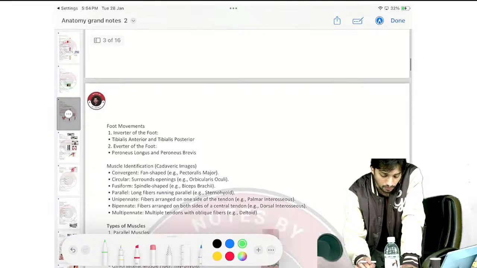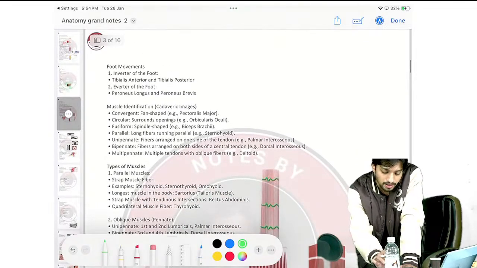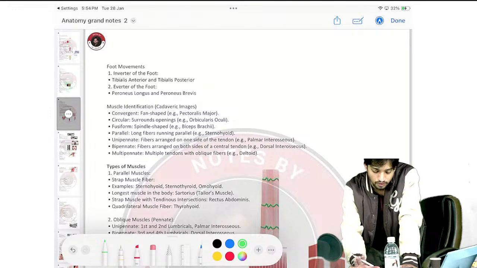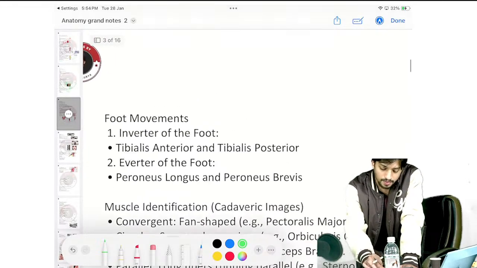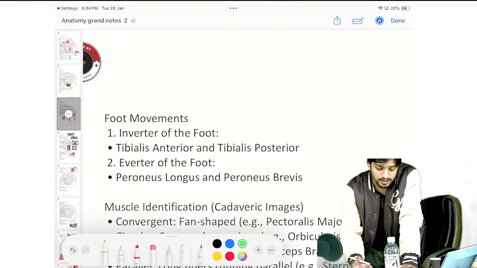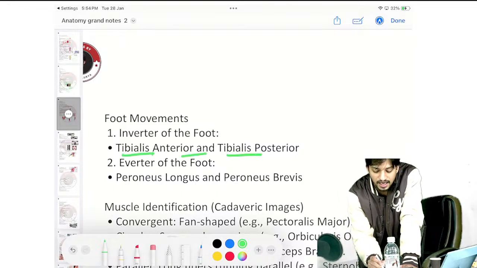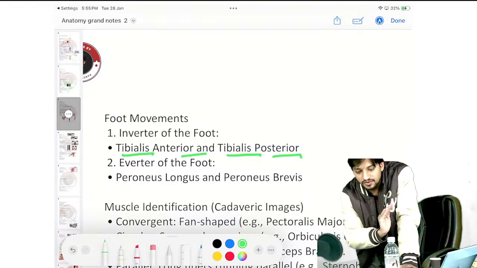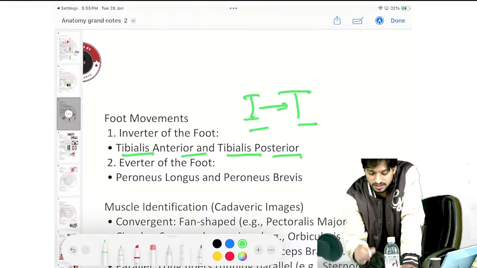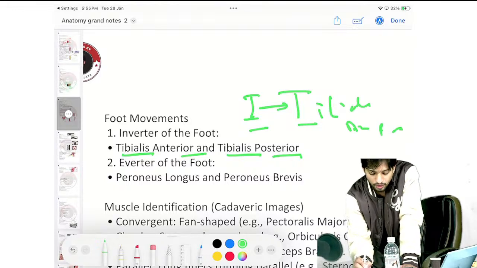Now, some special movements: inversion of the foot and eversion of the foot. For inversion of the foot, the muscles involved are the tibialis anterior and tibialis posterior. How to remember? Very easy, I will give you the trick. I and T look the same. For inversion of the foot, the muscles involved will be tibialis anterior and posterior.